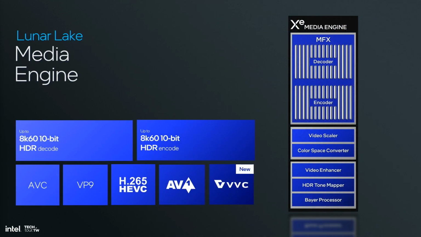The block itself is a single MFX engine. It's organized into an encoder and a decoder, which I'll talk about in some detail, and a bunch of fixed function logic for, again, gamut scaling and video scaling, depending on your target. We support 8K60 10-bit HDR decode and 8K6 10-bit HDR encode. So both encode and decode are supported, and all of the major codecs, including a brand new one called VVC. VVC is the next step in video encoding, and we're pretty excited to support it natively on Lunar Lake.